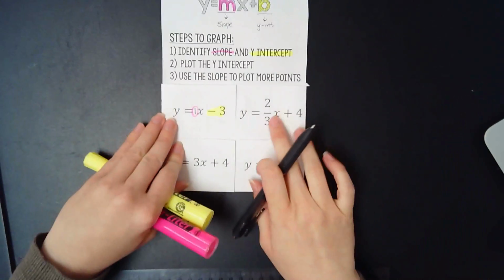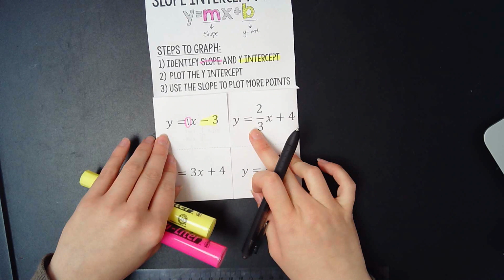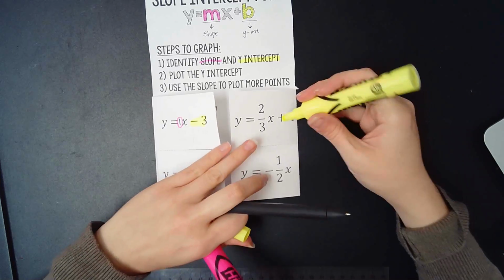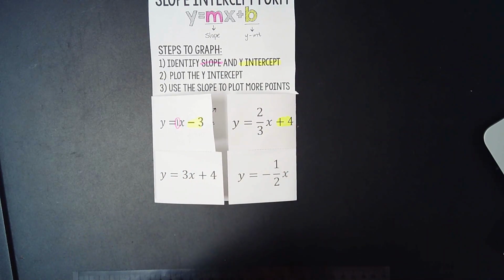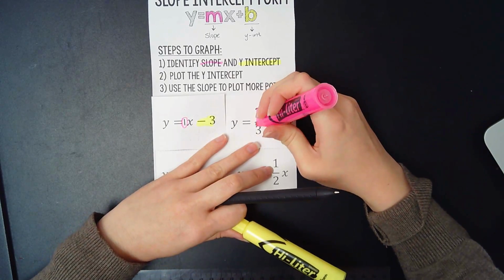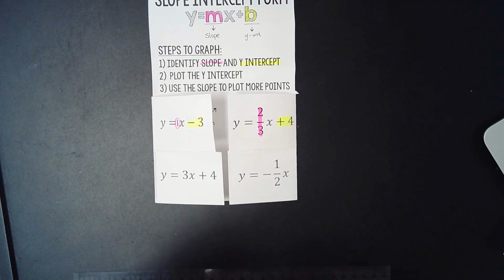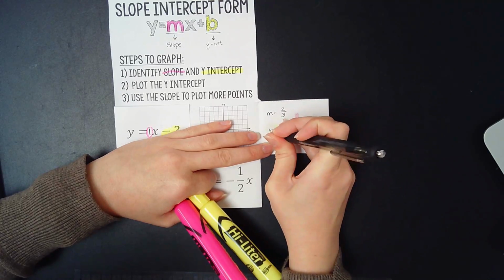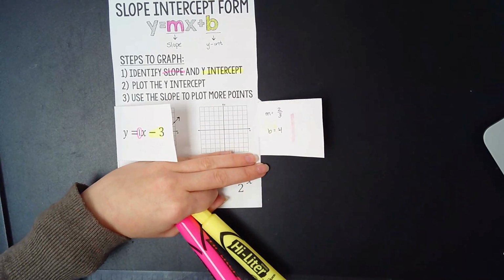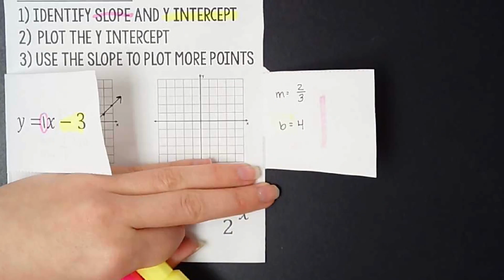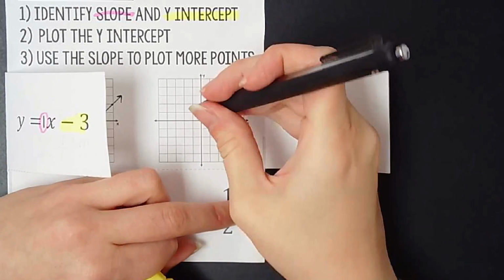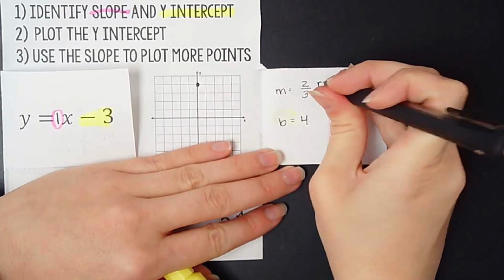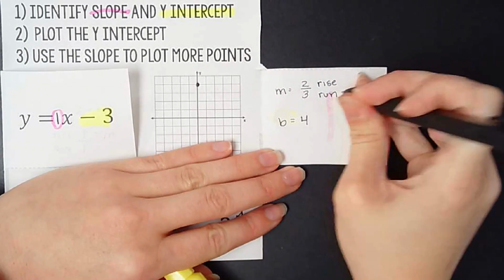In our next example, our equation is y equals 2/3 x plus 4. So my y-intercept is 4, positive 4 this time. My slope is this 2/3, the coefficient of x. So in this example, m is 2/3, b is positive 4. So when I graph my line, I'm starting at positive 4. And my slope says I need to rise 2 and run 3.